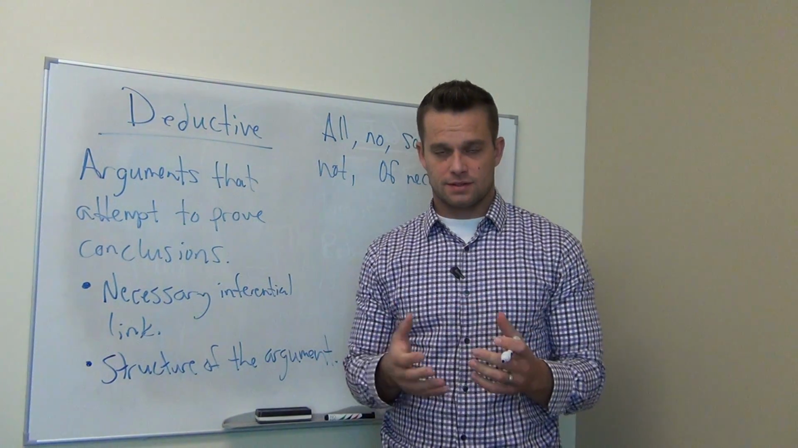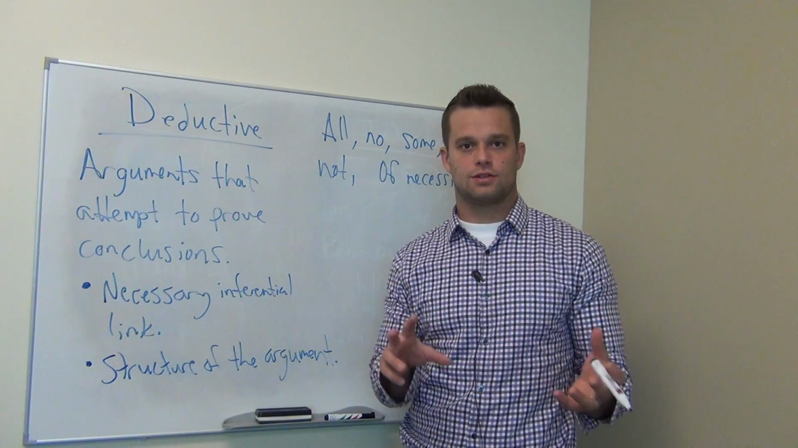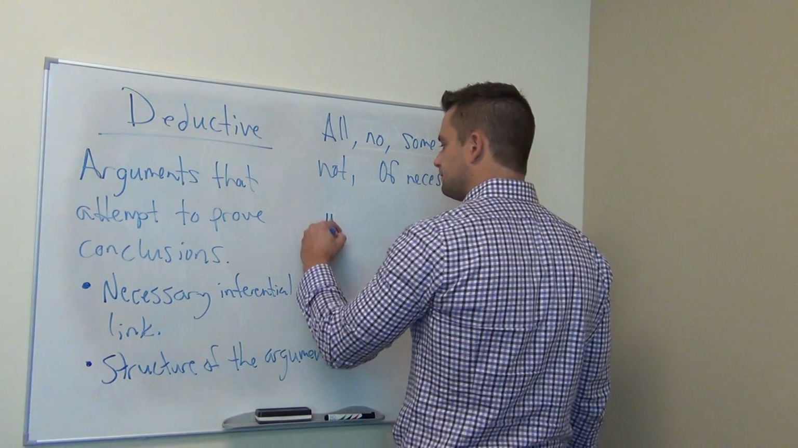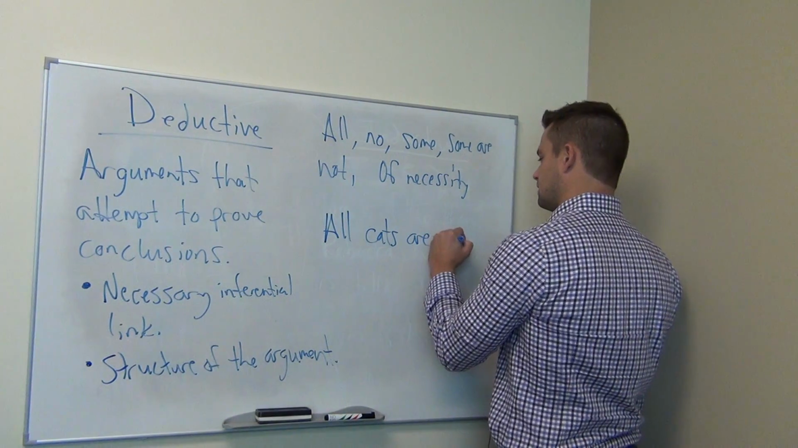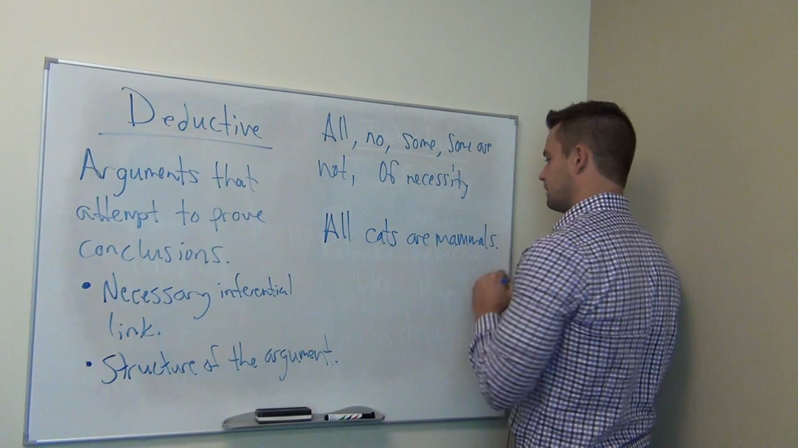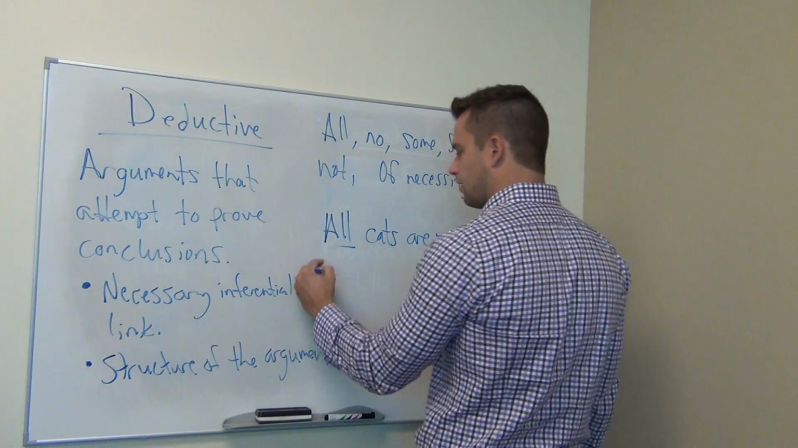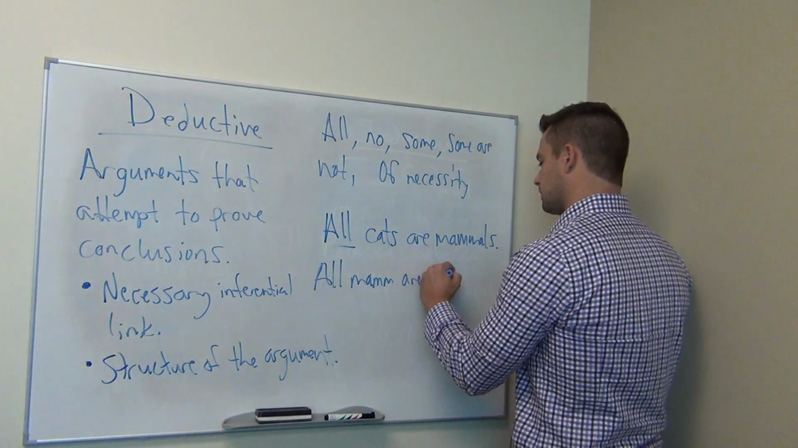Often deductive arguments take on the form of a syllogism as well. A syllogism is just an argument that has two premises and a conclusion. And so if you see something like, all cats are mammals. Okay, we see the word all, right? And then we have all mammals are warm-blooded.